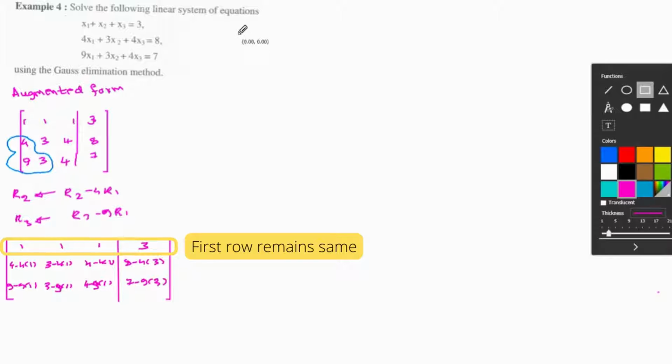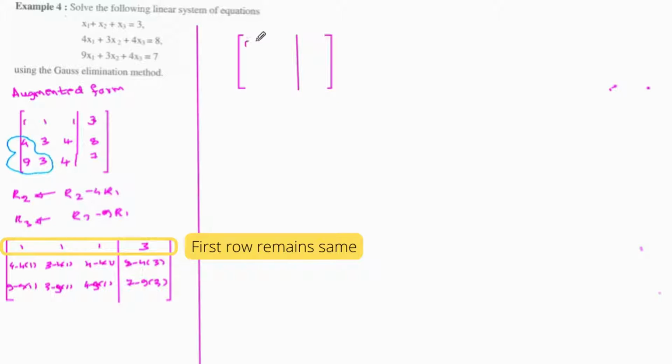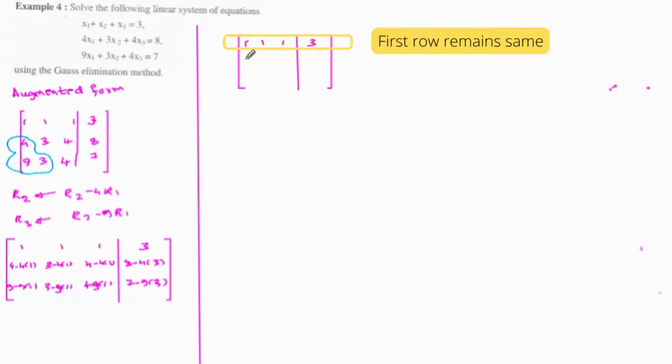Substitute that again in the matrix form. 1, 1, 1 and 3. 4 minus 4 is 0. 3 minus 4 is minus 1. 4 minus 4 is 0. 8 minus 4 3s, which is 12, is minus 4. 9 minus 9 is 0. 3 minus 9 is minus 6. 4 minus 9 is minus 5. 9 3s are 27, minus 7 is minus 20. So now we have made these two terms 0.